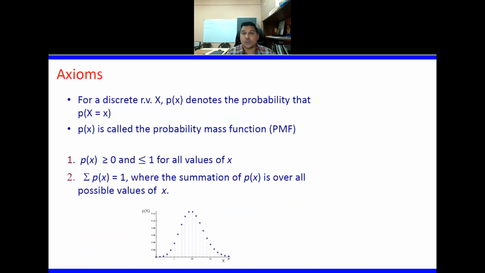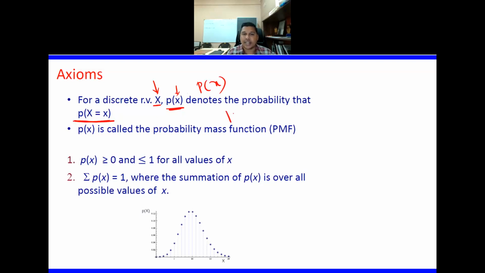So you understood discrete variable and continuous variable. In discrete variable, it is finite and countable. So for a discrete random variable x, p of x denotes the probability. That means for this random variable x, the probability of getting this x is denoted as p of small x. Okay, that p of X equal to x. This is what we have been studying till now.